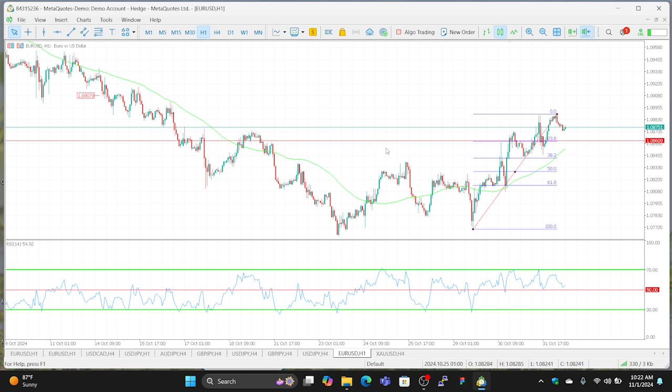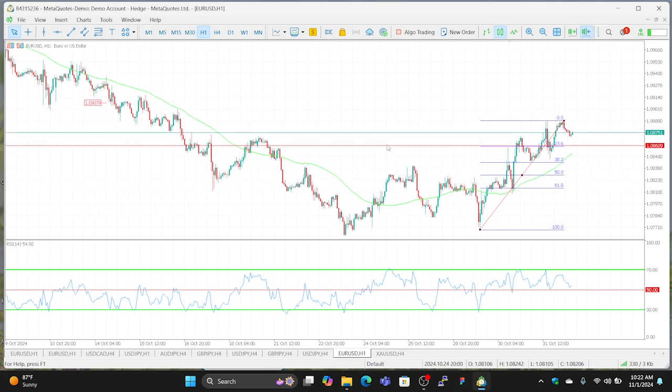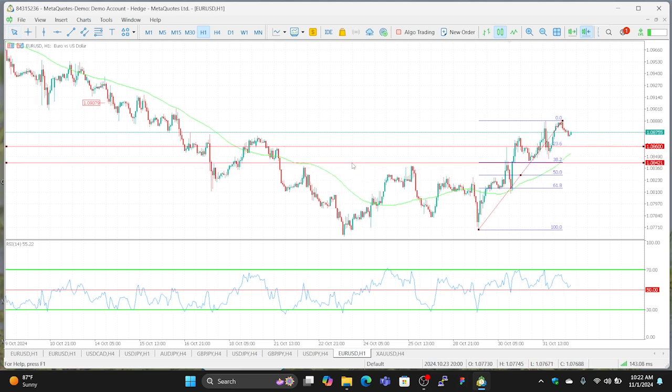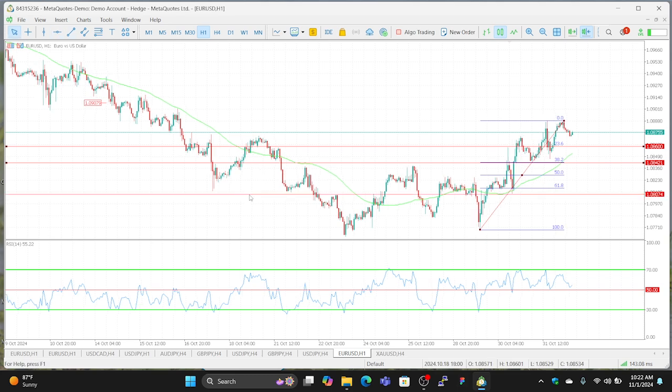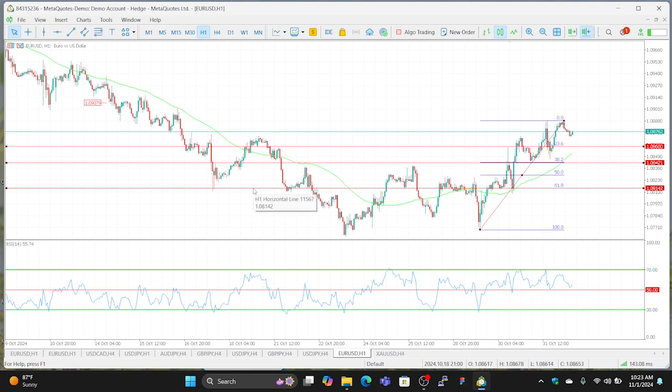So we have 23.6, then we have 38.2, and 61.8. As you can see, we have drawn our price levels. These are the only 3 significant levels we shall look at in Fibonacci.